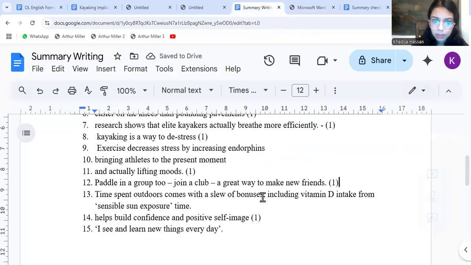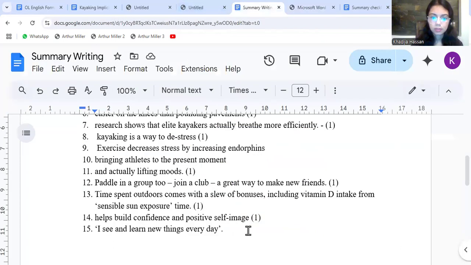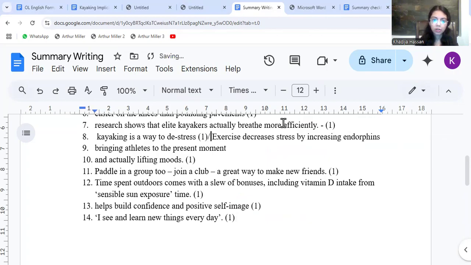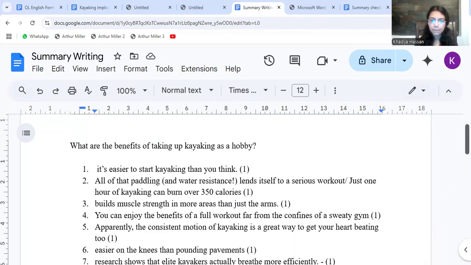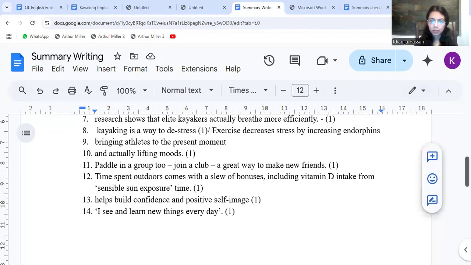Vitamin D intake, we have that as well. Unexpected experiences, new experiences, learn new things, see new things. This is this one. All right. Decreases stress by increasing endorphins. So this is actually the same point as the de-stress one. They're actually the same overarching point. We didn't have to make a separate point. Yeah. There we have 40.